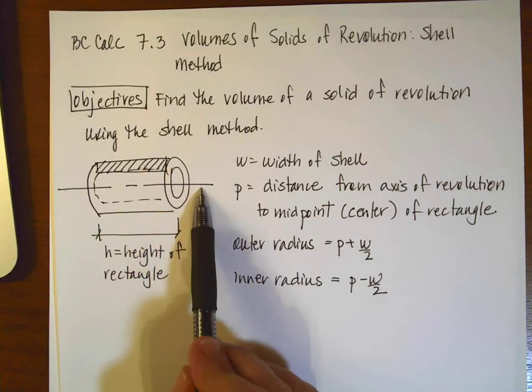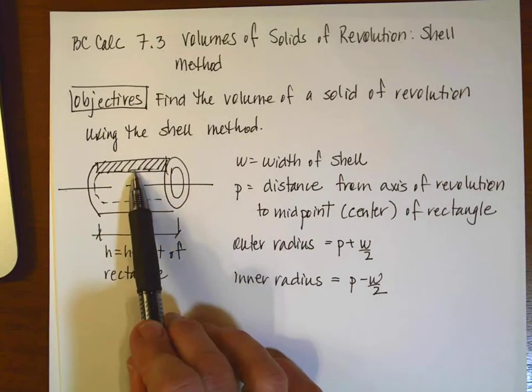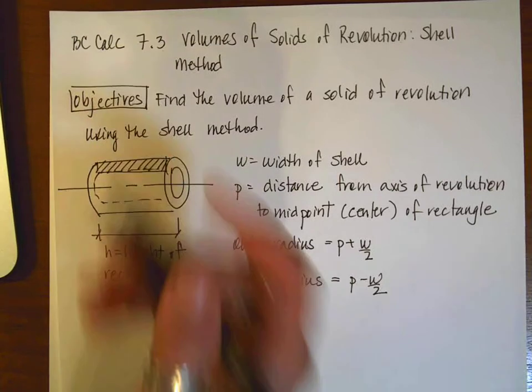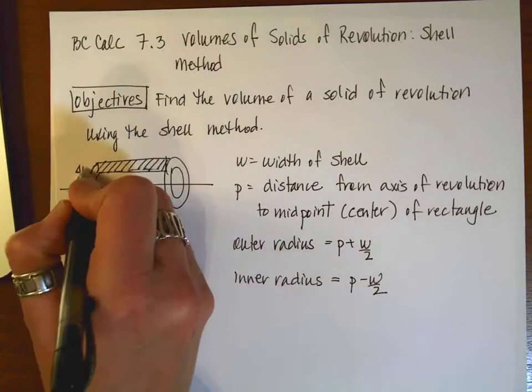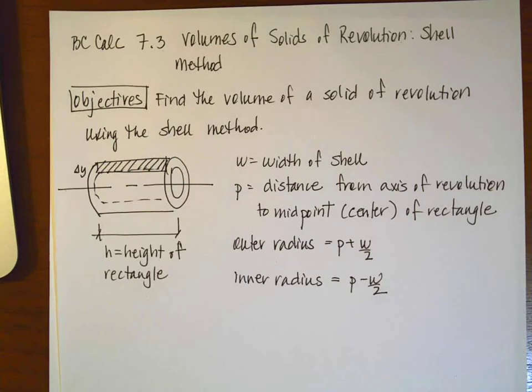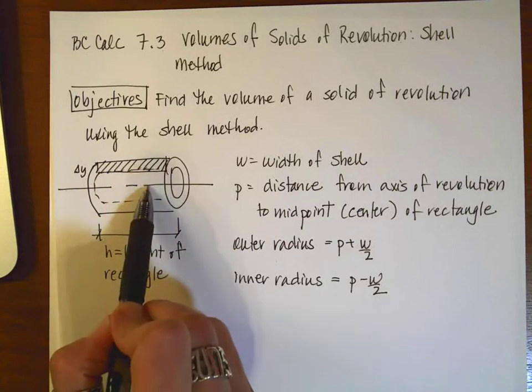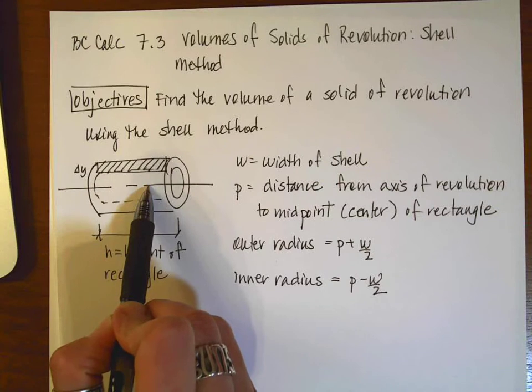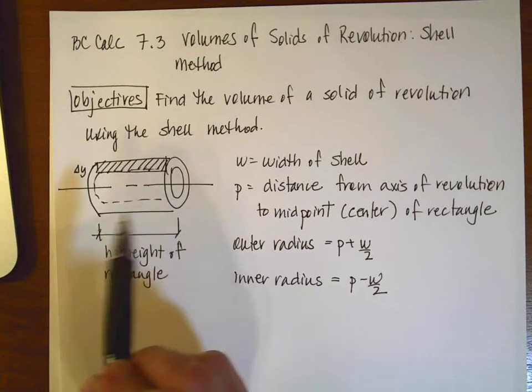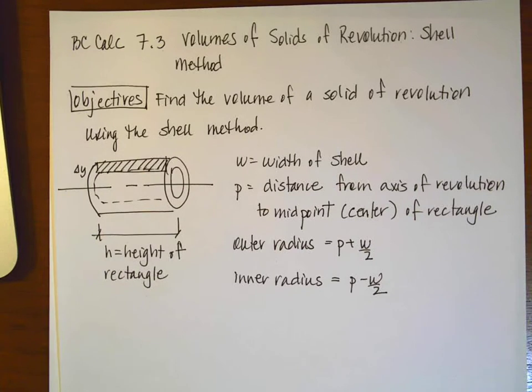Notice that if this is my axis of revolution, the rectangle that we always draw, so this would be a delta y in this particular case, notice that my rectangle is parallel to the axis of revolution, which is very significant to the shell method because it's different than the other methods that we've talked about so far.